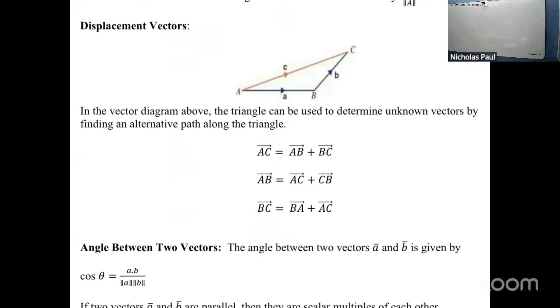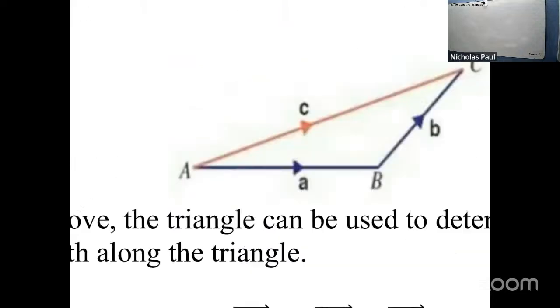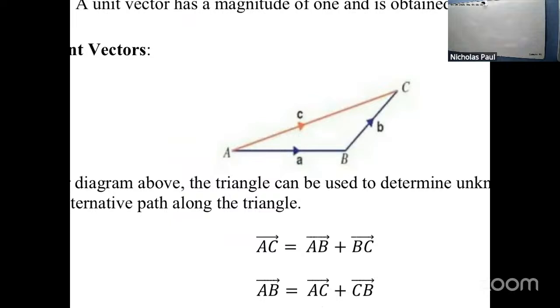Next, how do you find displacement vectors? Let's take a quick glance here. How do you find AC? Find the alternate route from A to C along the triangle. So you go A to B plus B to C. What would happen if it's not a triangle? Same thing, even if it's a quadrilateral. Find the alternate path from the first letter to the last.